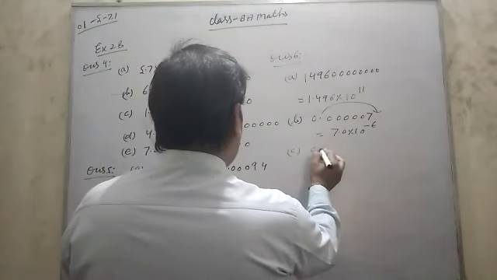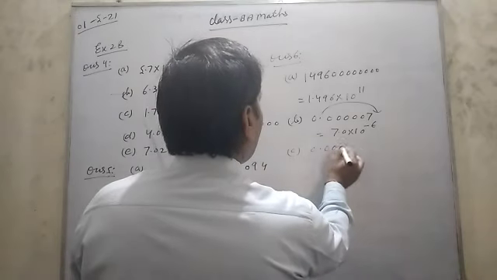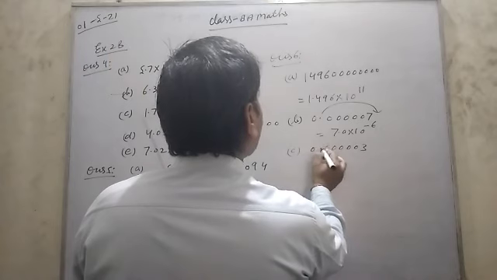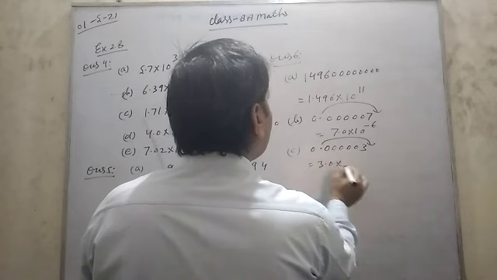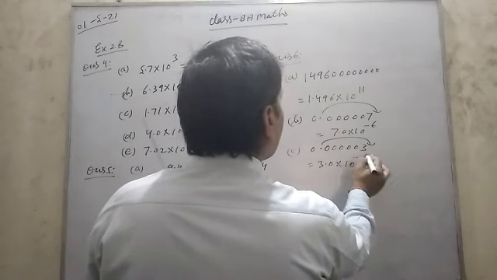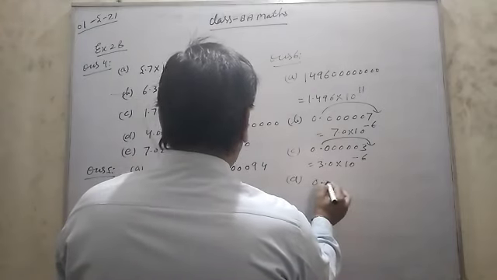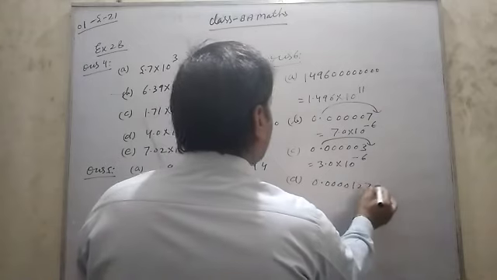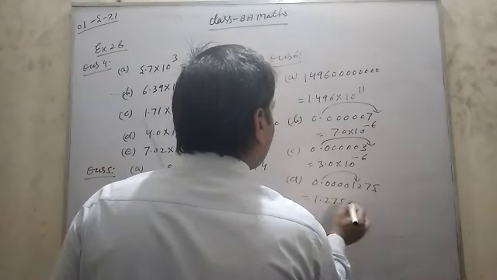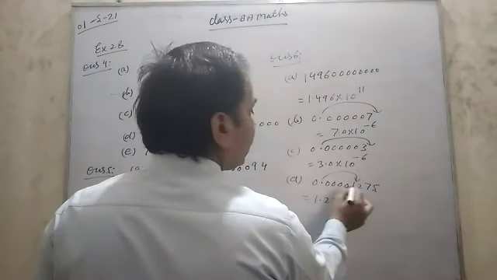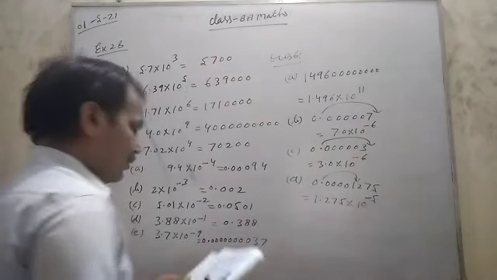Part C is the same as part B. Okay, so the point will shift here, meaning 3.0 into 10 to the power -6, and similarly D also: 0.00001275. So the point will shift here, meaning 1.275 into 10 to the power, how many digits shifting? 5, so power -5. Okay, so like it.